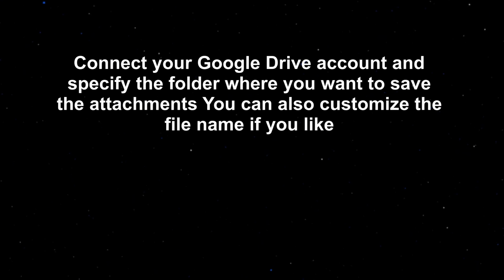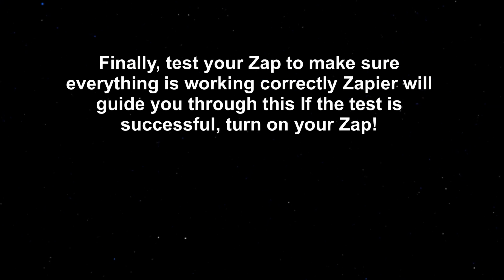Connect your Google Drive account and specify the folder where you want to save the attachments. You can also customize the file name if you like. Finally, test your Zap to make sure everything is working correctly. Zapier will guide you through this. If the test is successful, turn on your Zap.